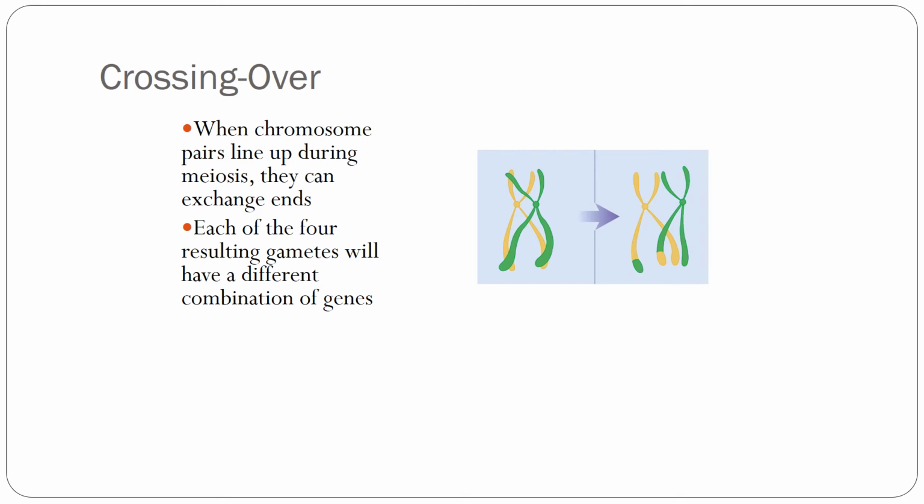So the resulting gametes or sexual cells, and when we say gametes, it's really no difference from this standpoint whether it is sperm or ova, will have different combinations of the genes. Here you can see the tips are exchanged, which results in richer, broader genetic variety.